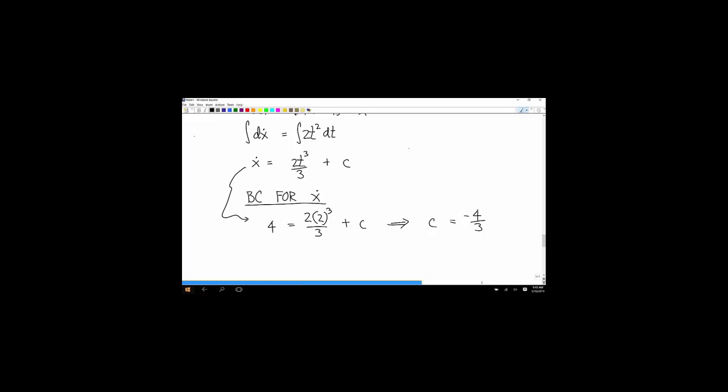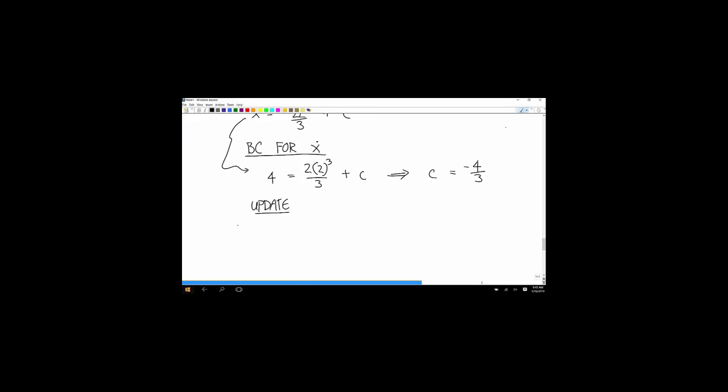Okay, so now I'm going to update. So x dot as a function of time is equal to 2t cubed over 3 minus 4/3. Any questions about that yet?